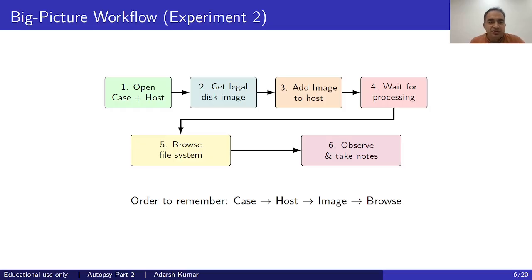Now this diagram shows the experiment workflow. First, open your existing case and host. Second, get a legal disk image. Third, add that image to the host. Fourth, wait for Autopsy to process it. Fifth, browse the file system. Sixth, if required, you can make your notes and observations. The order to remember is simple: case, then host, then image, and then browse. If you skip the host step in classical Autopsy, you may not find the add image option where you expect it.